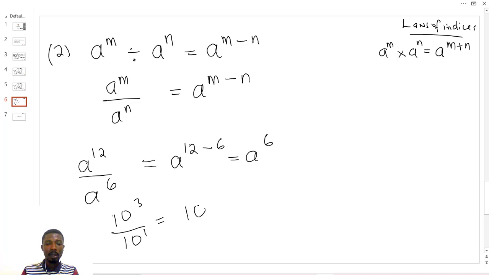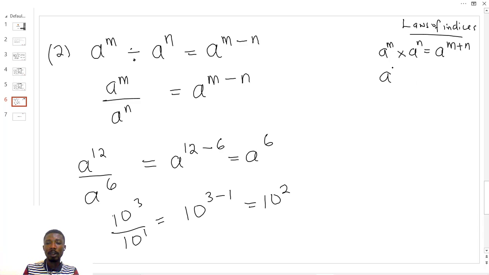It should give us 10 to the power 3 minus 1, giving us 10 to the power 2. Remember that it's going to get to a point where you are going to use all the laws together. It's going to get to a point where the expression given demands that you use all these laws together. And so note them.